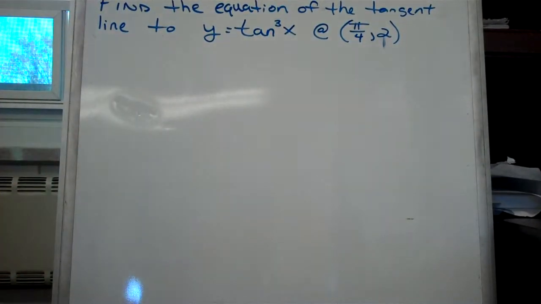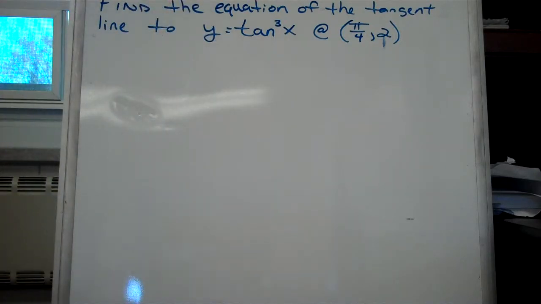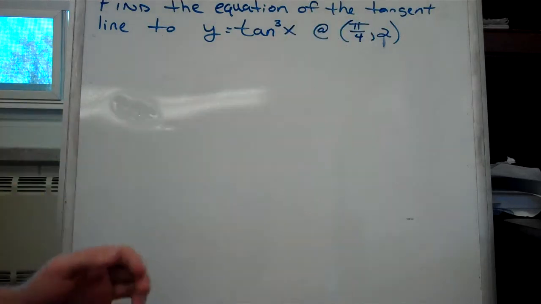We did a question like this in class today. Let's just find the equation of the tangent line to y equals tangent cubed x at pi over 4, comma 2. In order to do that, we need to find the derivative, because remember, the derivative is just the slope of the tangent line at whatever point.